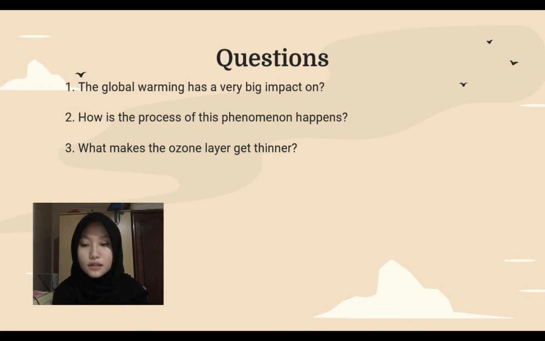And the third and the last question is: what makes the ozone layer get thinner? What makes the ozone layer get thinner is solar radiation on the Earth's atmosphere.